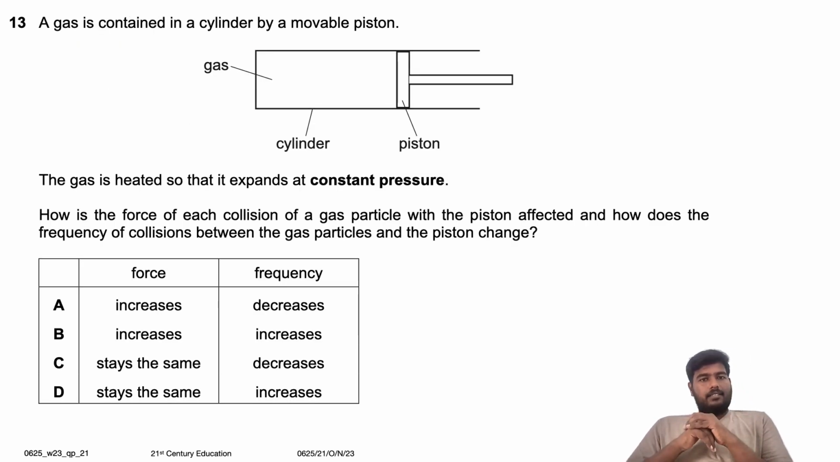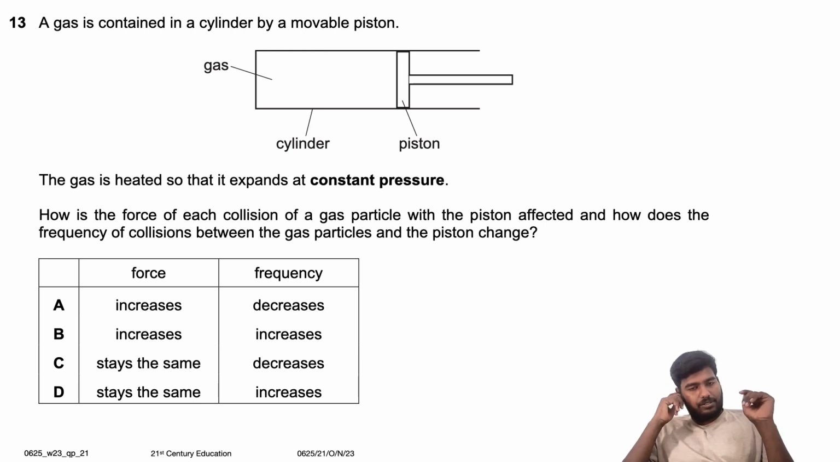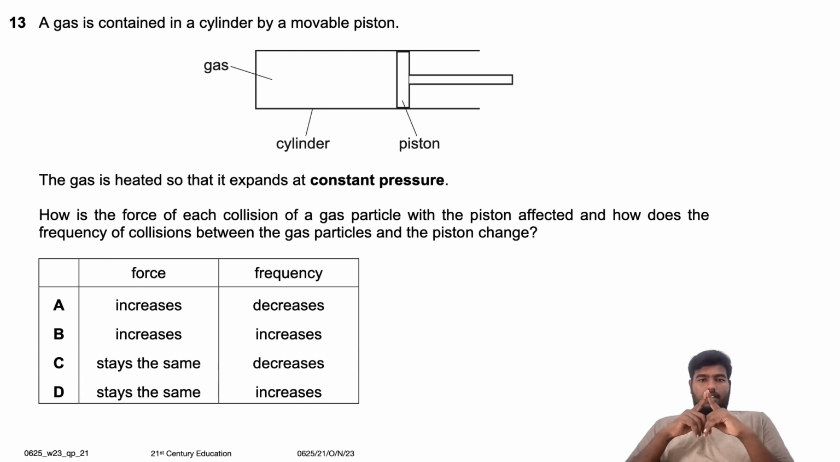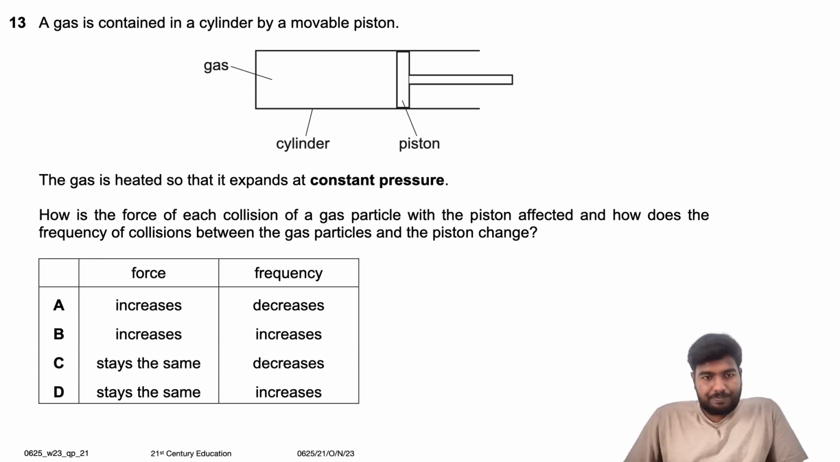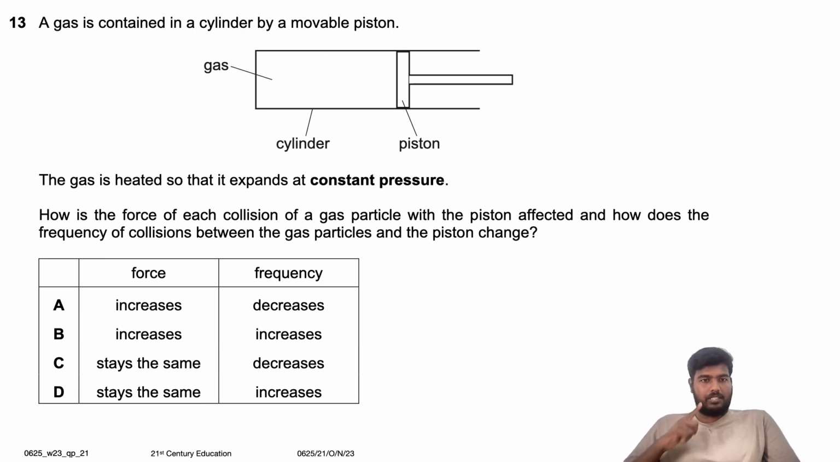A gas is contained in a cylinder by a movable piston. The gas is heated so that it expands at constant pressure. How is the force of each collision of a gas particle with the piston affected, and how does the frequency of collision between the gas particles and the piston change? Okay, we have to answer two questions. What happens to the force and what happens to the frequency of the collisions? Now, the gas is heated. If it expands at constant pressure, pressure is force by area. The area on the piston is not changing.